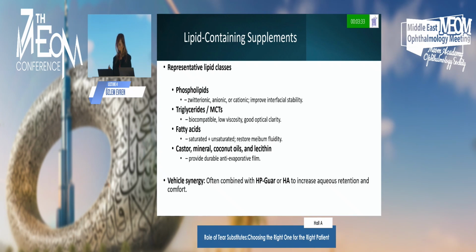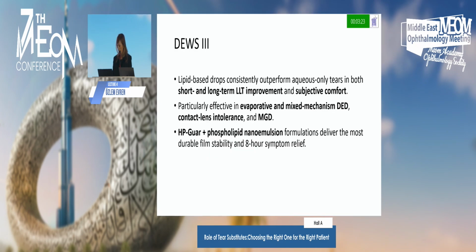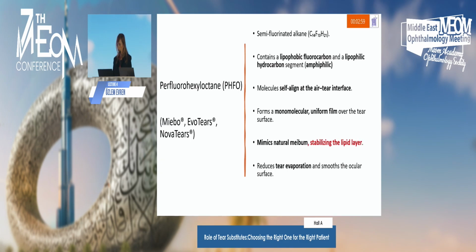So it's the thing I would like to express, and they can be combined with HP-guar and hyaluronic acid to have more effect. Let's see. So lipid-based drops consistently outperform the aqueous drops for lipid layer improvement. This is in the DEWS. That's the only section where the lipid-containing drops are needed, meibomian gland disease. And if they are combined, the phospholipids, as it says, have a very long time for holding the lipids.